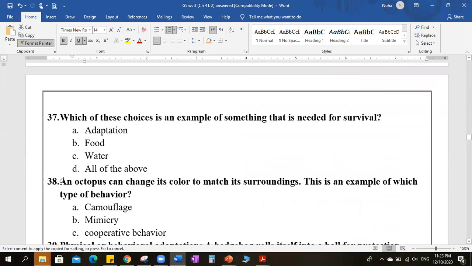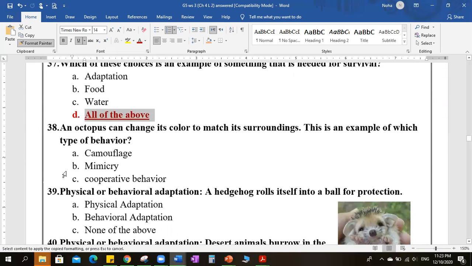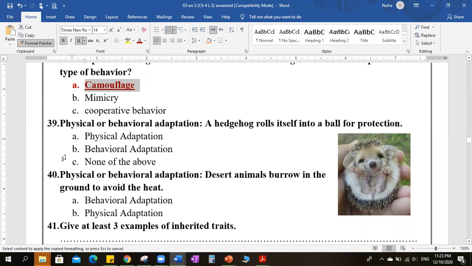Number 37, which of these choices is an example of something that is needed for survival? We have to read all the choices in such questions. Adaptation, food, water. Exactly, it's all of the above. An octopus can change its colors to blend in with its surroundings. This is an example of which type? Exactly, it's camouflage.